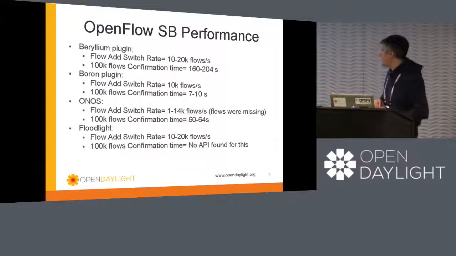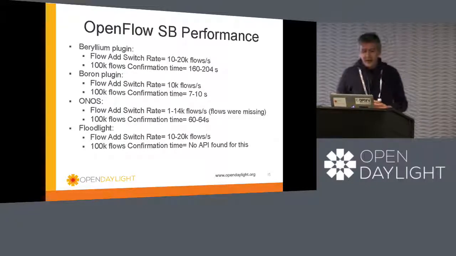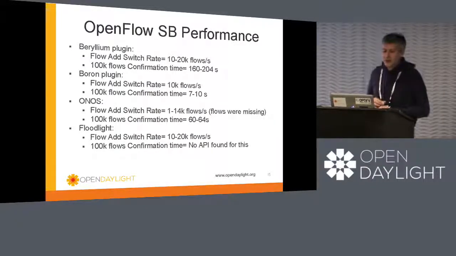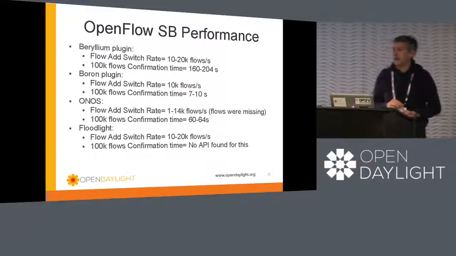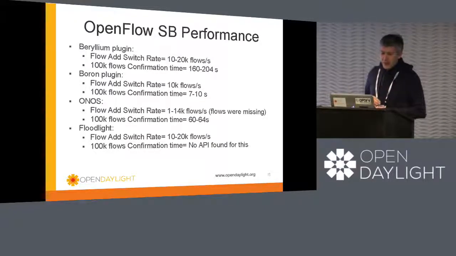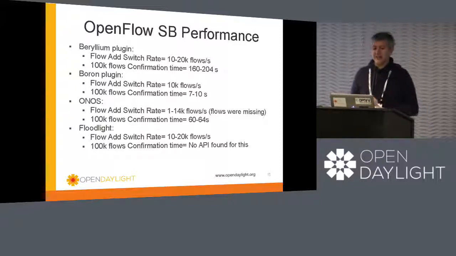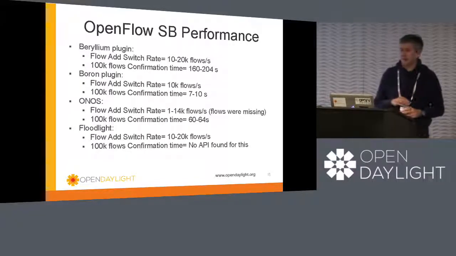So what are the results here for the southbound? Well, for the Beryllium plugin, there is a flow add switch rate between 10 and 20,000 flows per second, and a confirmation time that varies from 160 to 204 seconds. For the Boron plugin in OpenDaylight, we have a very constant rate of 10K, regardless of topology. It's very, very constant all the time. And the interesting thing is that you also get a very stable confirmation time, between 7 and 10 seconds, no matter which topology.